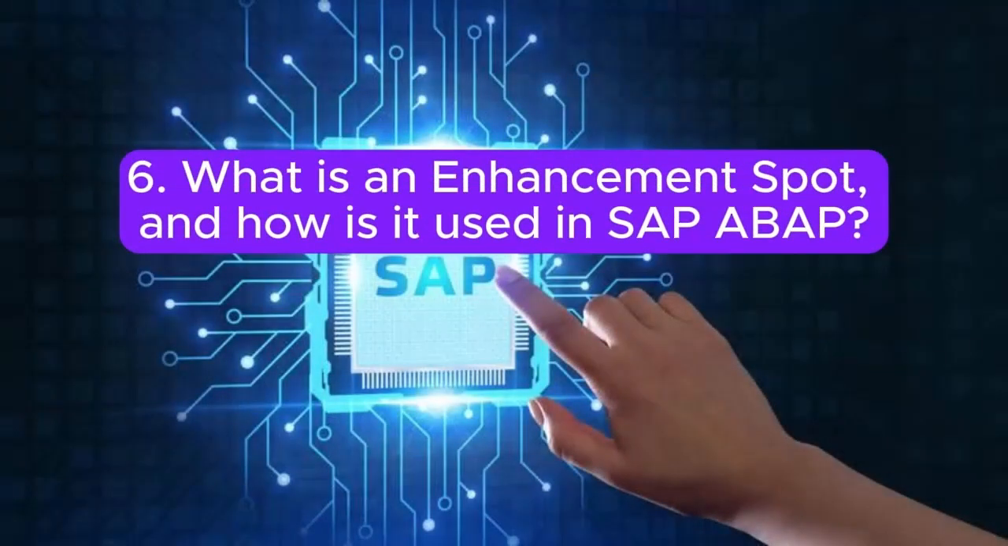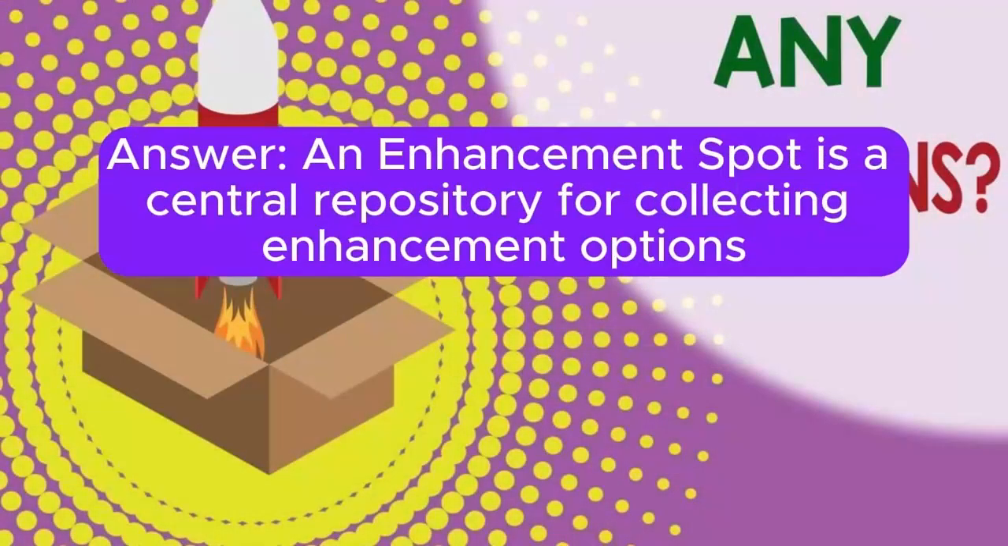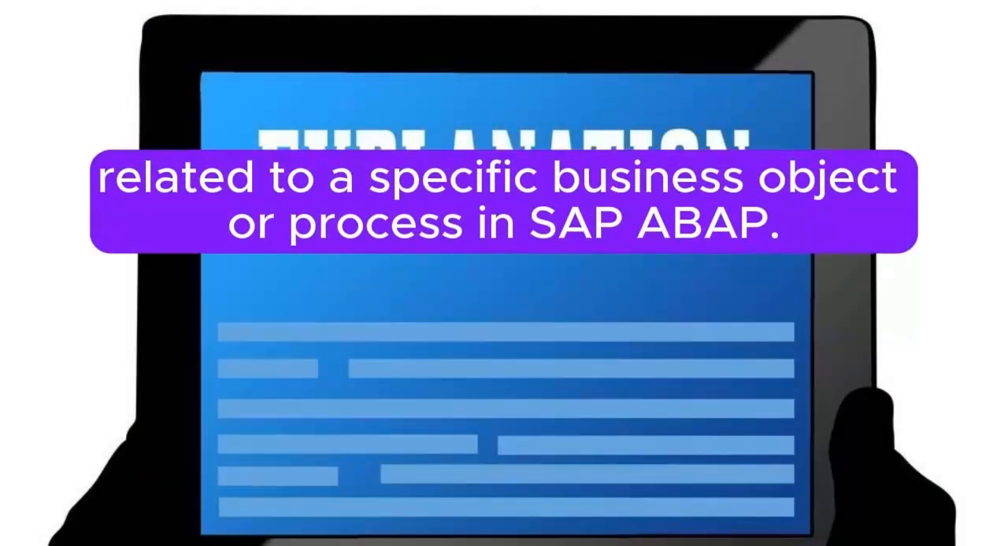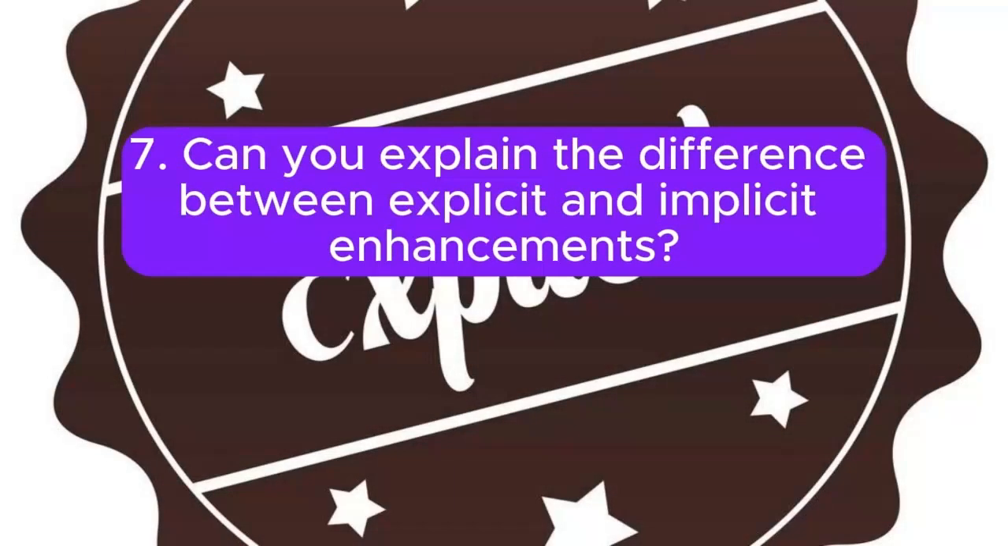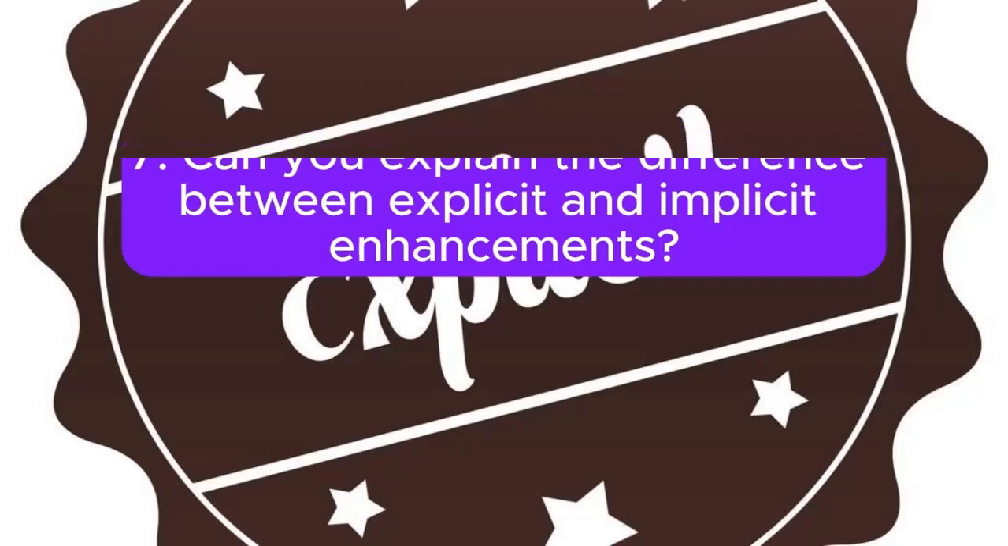6. What is an enhancement spot, and how is it used in SAP ABAP? Answer: an enhancement spot is a central repository for collecting enhancement options related to a specific business object or process. In SAP ABAP, it serves as a container for grouping related enhancements and provides a structured way to organize and manage custom enhancements.